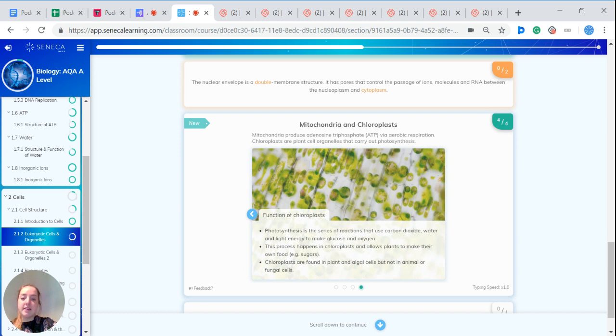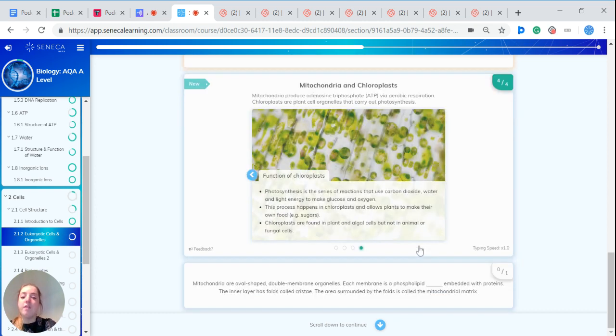Photosynthesis is a series of reactions that use carbon dioxide, water, and light energy to make glucose and oxygen. This process happens in chloroplasts and allows plants to make their own food, for example sugars. Chloroplasts are found in plant and algal cells, but not in animal or fungal cells.